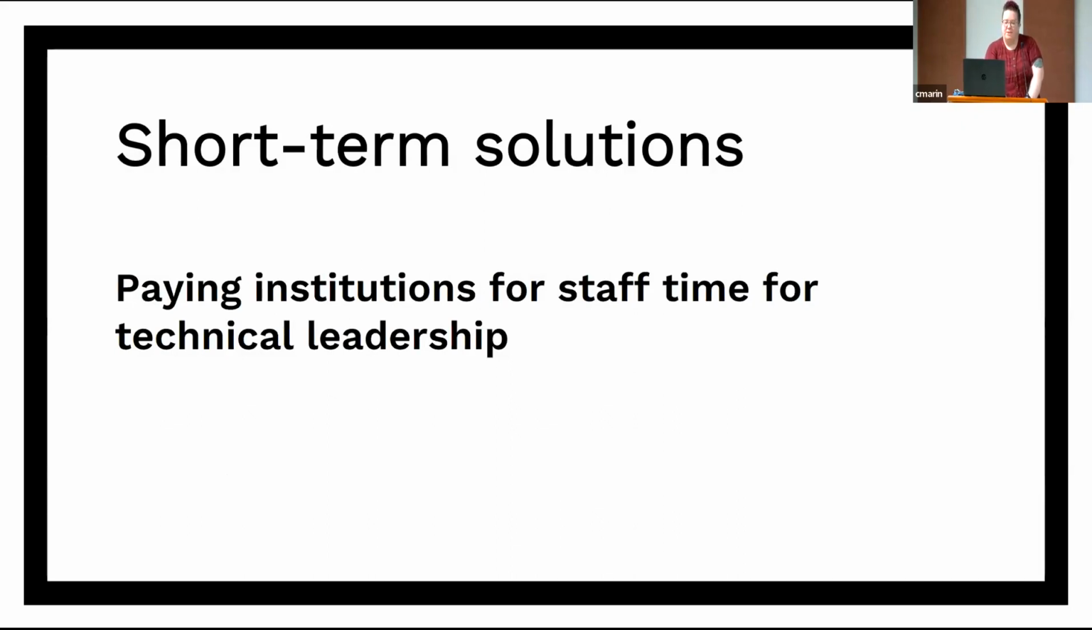So paying institutions for staff time for technical leadership, this is also something we're trying. Not actually sustainable because it costs us a little more than our revenue. We're dipping into savings a little bit, but we're reimbursing an institution so that one of our technical leads can be half-time on Canberra. And we found that anything less than half-time is not going to work.